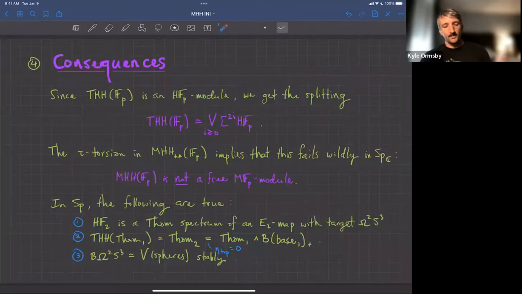So how does this lead to a statement like the classical one? Well, if we know that this is a Thom spectrum, then we know THH of it is some Thom spectrum smash B of the base, and B of the base splits as a bunch of spheres. So that then takes us back to this statement. At least one of those things has to not work motivically.